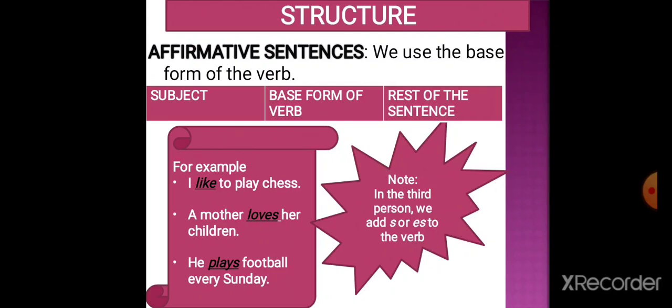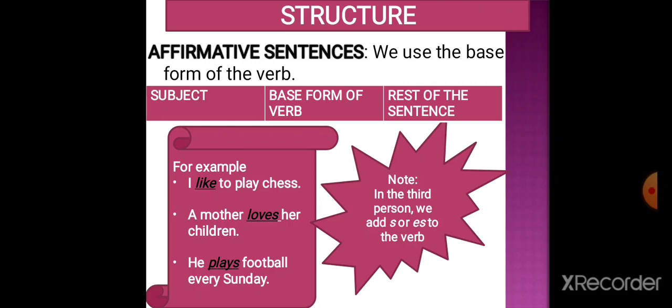Now see the structure. First we see the affirmative sentences. Here we use the subject first. The subject can be any noun or pronoun, then the base form of the verb, that is the first form, and then the rest of the sentence. See the examples. I like to play chess. A mother loves her children. He plays football every Sunday.